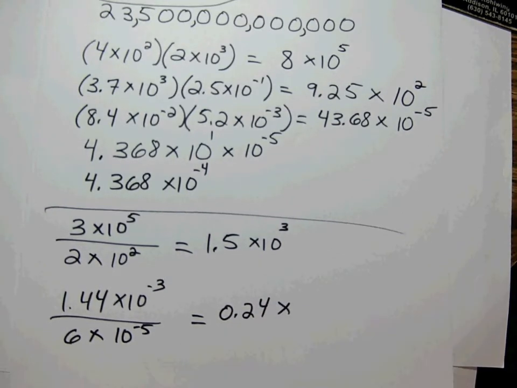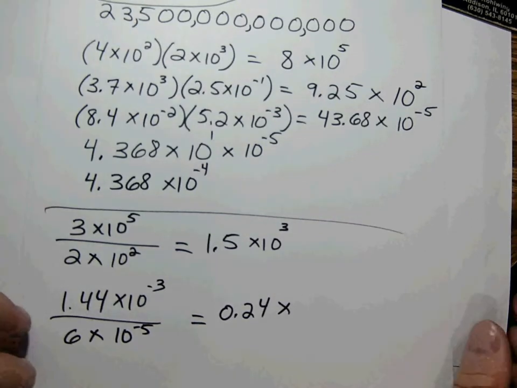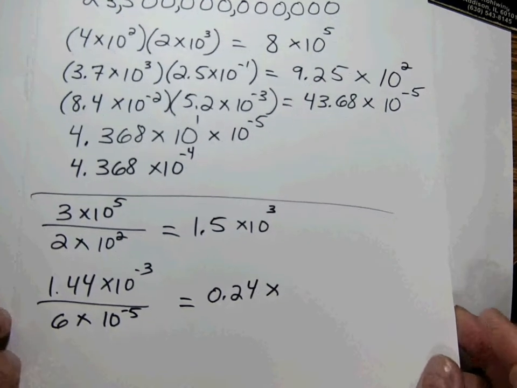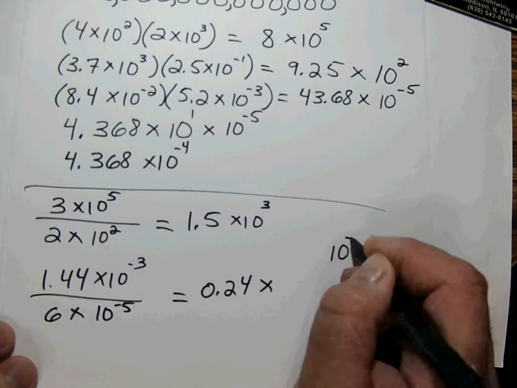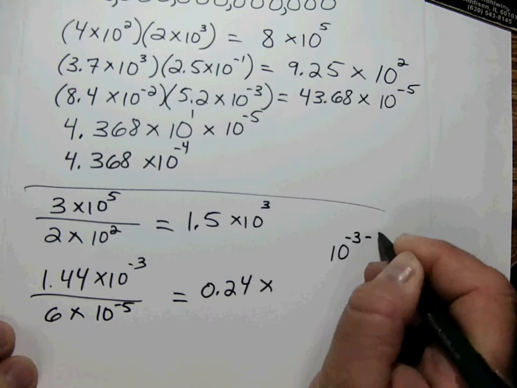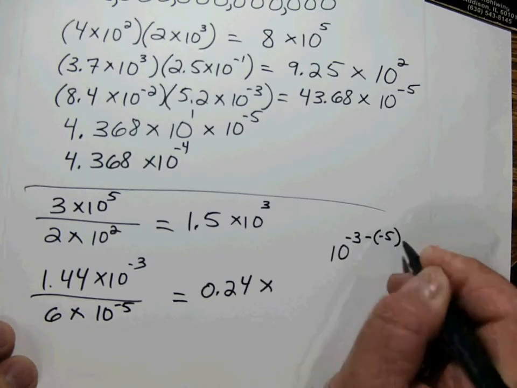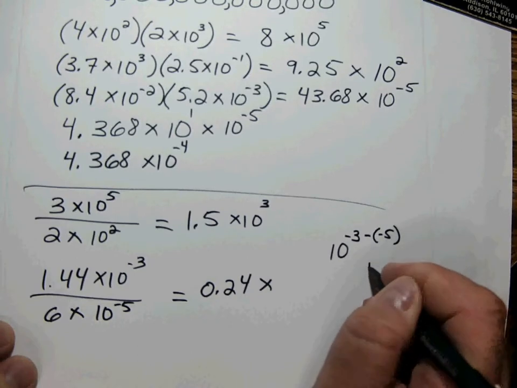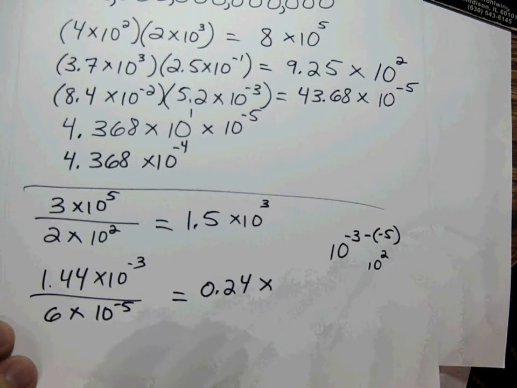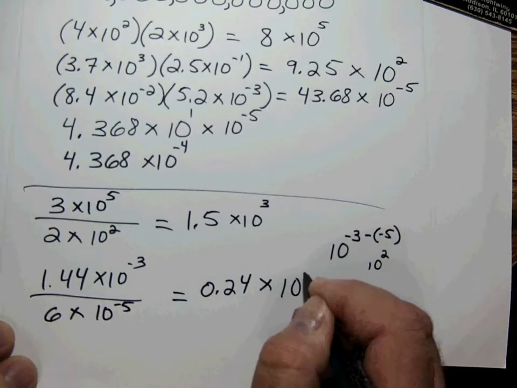And now let's watch out for that. Let me write that out. I've got 10 to the negative 3rd power divided by 10 to the negative 5th power. So that means off to the side here, I'm going to have to take negative 3 minus negative 5. So that's going to become a plus positive 5. So it's going to be 10 to the positive 2 power. Okay? So watch out for that one. So 10 to the positive 2 power.